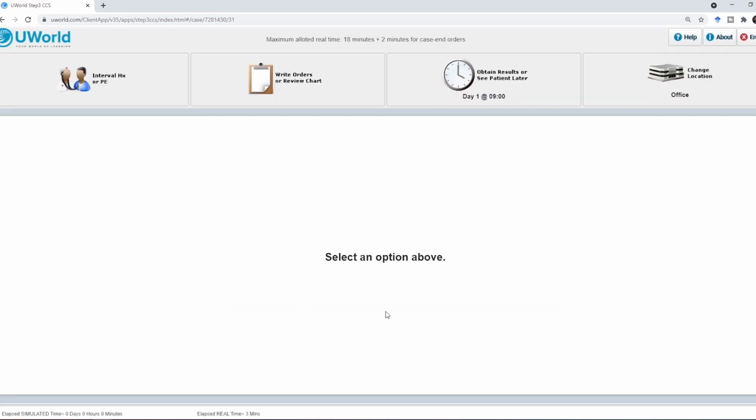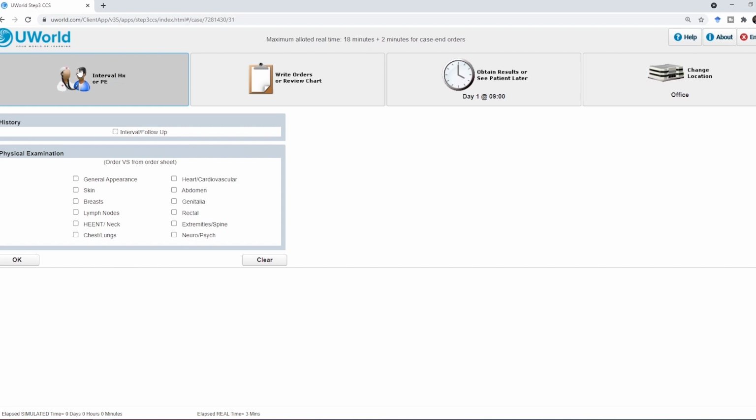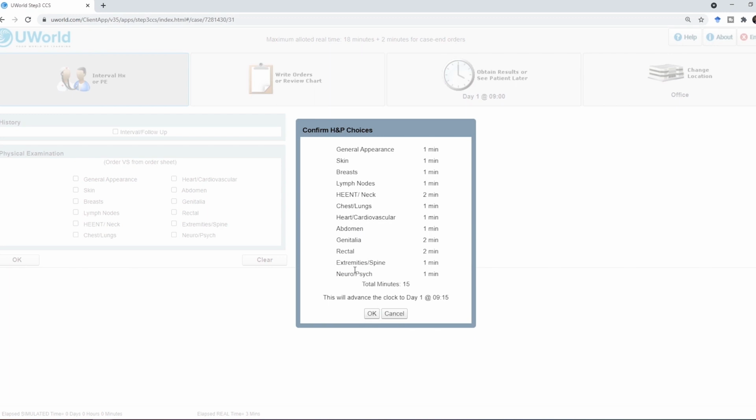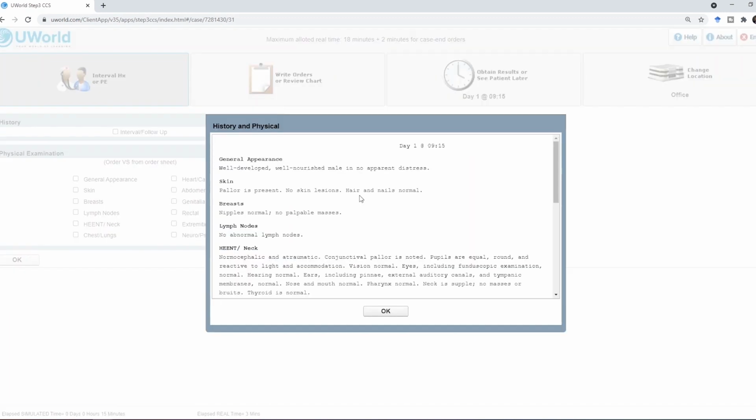Since the patient is not suffering from severe distress or anything life-threatening, we don't have to do emergency orders, so we go to the physical exam. Again, since the patient doesn't have pain or severe respiratory distress, we can go ahead and order a full physical exam rather than a focused physical exam. So we just check these boxes for all the physical examination parts and click OK. They will tell us that the physical exam will take 15 minutes. We click OK, and we go and look at the physical examination findings.